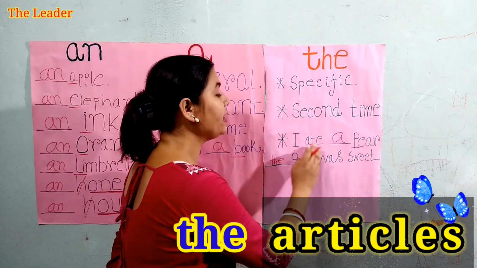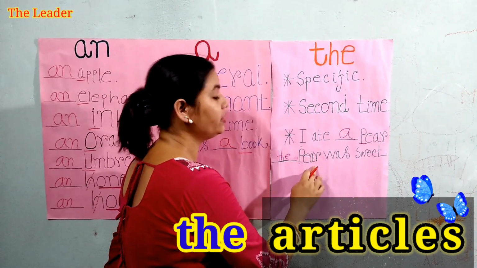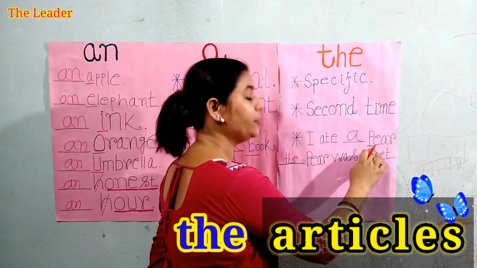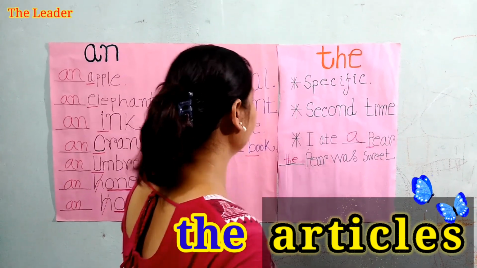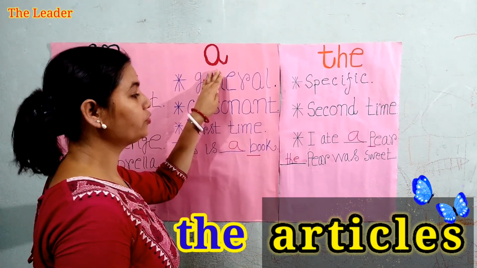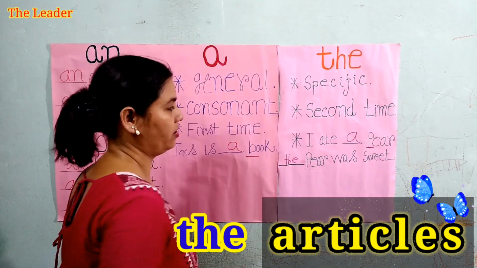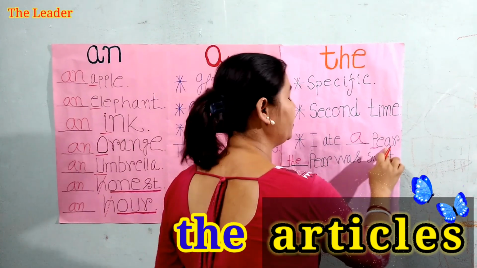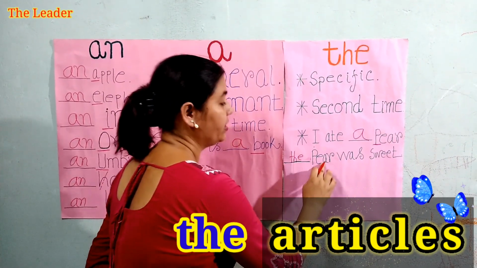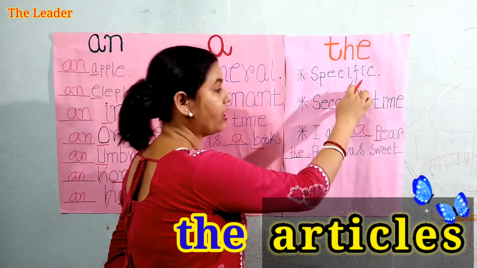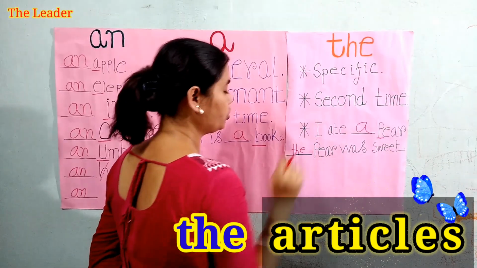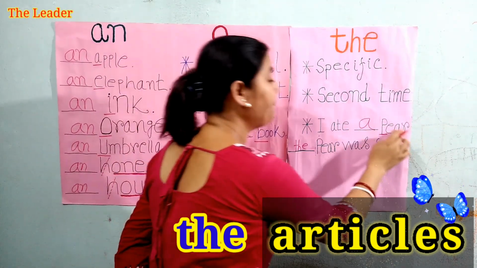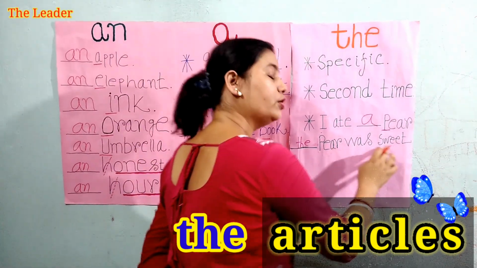Example, I ate a pear. The pear was sweet. Here P is a consonant. Before a consonant we use the article a. So it is general and it is also the first time. So I ate a pear. The pear. Here pear is specific and also the second time. So the pear was sweet. I ate a pear. The pear was sweet.